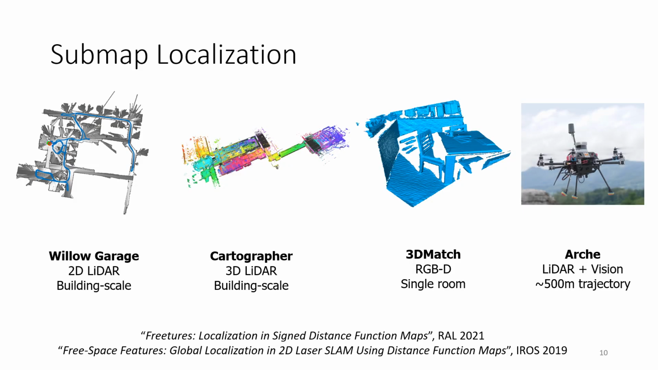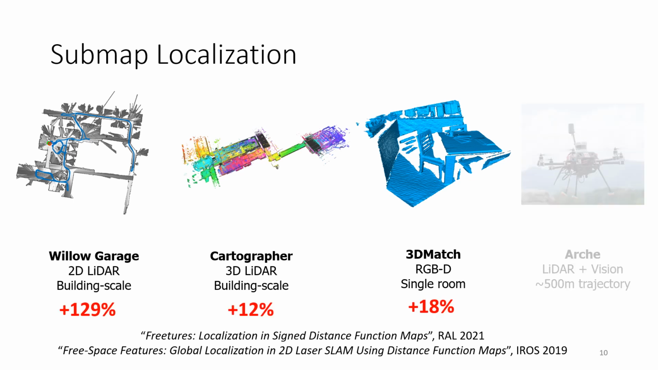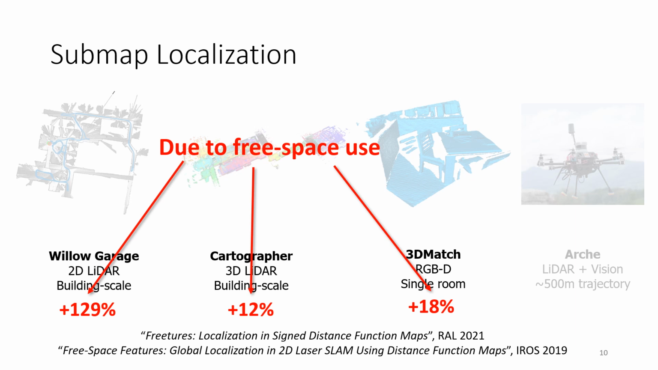We tested our system in 4 environments: in 2D and 3D building scale LiDAR datasets, as well as a room scale dataset reconstructed using a depth camera. Across each of these widely varied environments, and with respect to strong baselines, we found significant performance benefits of using our own method. Furthermore, we showed that these performance gains were directly attributable to our use of free space.